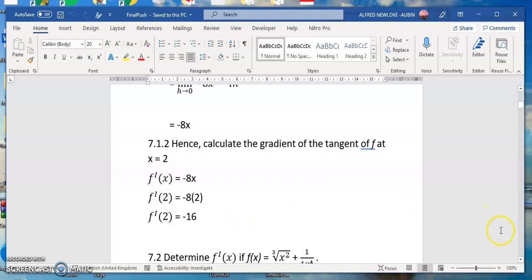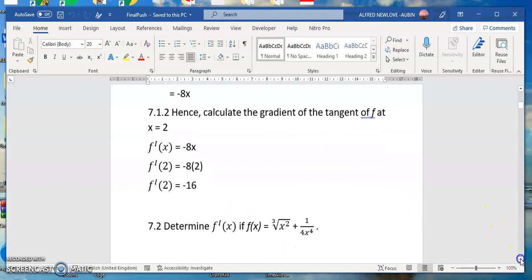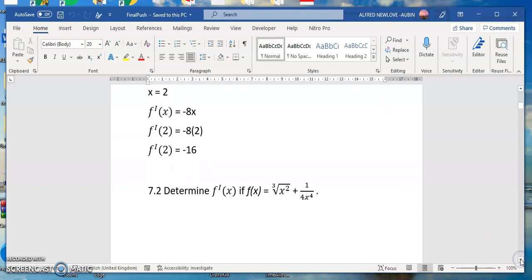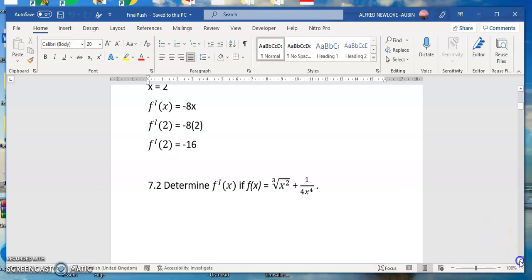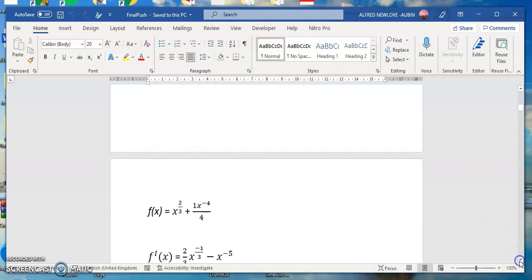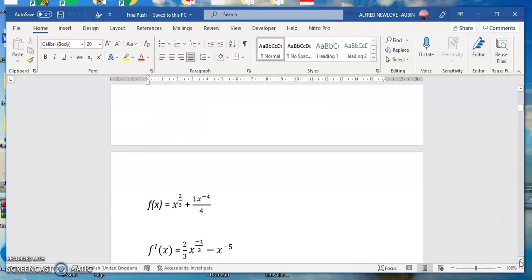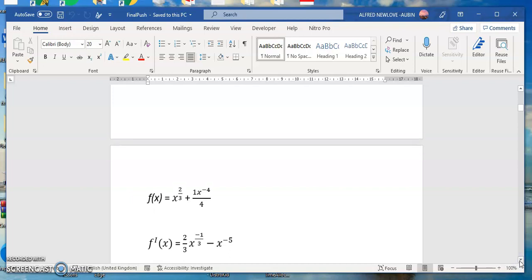Alright, then let's look at the next question. They want us to determine the first derivative of this. What are we supposed to do? We are supposed to first rearrange our equation. So let's rearrange our function.